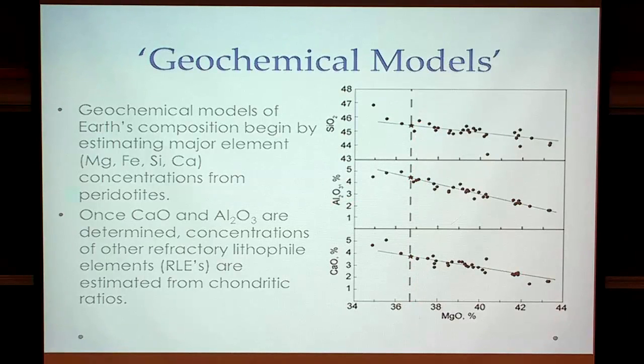They also have already, at this point, determined an iron concentration for the mantle. And then once you know calcium and aluminum, because these are refractory lithophile elements, you can assume that the ratio of other refractory lithophile elements, some of the things we're going to be interested in: uranium, thorium, strontium, niobium, tantalum, and importantly the rare earths, which I'll be talking about. Those are all refractory lithophile elements, and we assume that the ratio of those elements to, say, calcium in the Earth is the same as it is in chondrites.